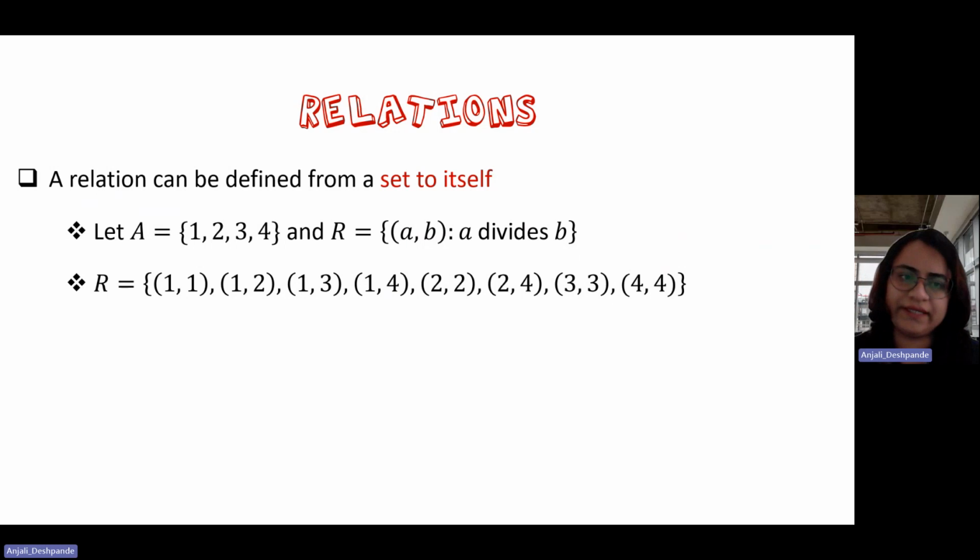If you see the example (1, 1), 1 is able to completely divide 1. Similarly, there is a tuple (2, 2), which is the same. 2 is able to completely divide 2. Similarly, (2, 4): 2 is able to completely divide 4. So all the pairs that satisfy this property are included in my relation R.